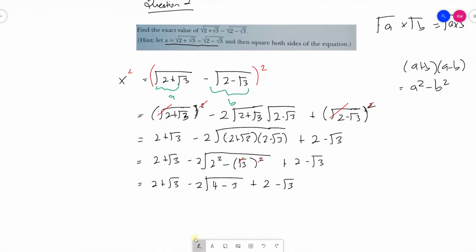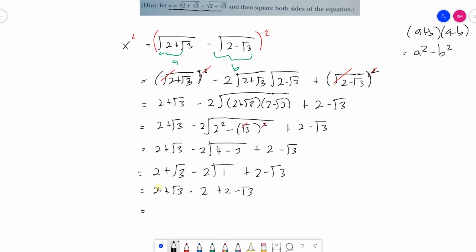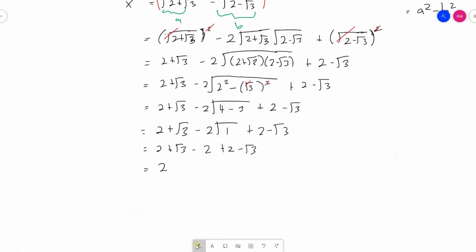So let me move it a bit. Now when I want to complete this, 2 plus surd 3 minus 2 surd 4 minus 3 is 1, plus 2 minus surd 3. So surd 1, or square root 1, is equal to 1, correct? So equal to 2 plus surd 3 minus 2 plus 2 minus surd 3. If you try to complete this, 2 minus 2 plus 2 is equal to 2. Surd 3 minus surd 3 is equal to 0. Therefore, that was x squared just now, right? So x squared equals 2 and x is equal to square root 2. So this is the answer for question number 2.